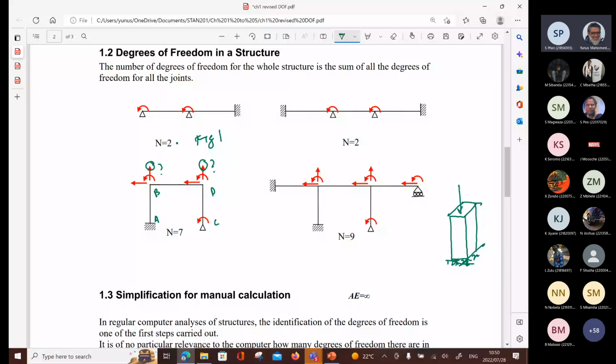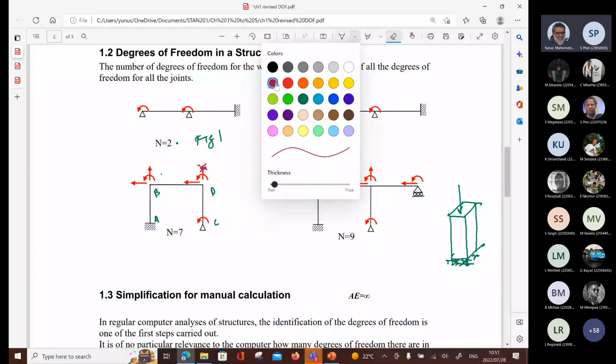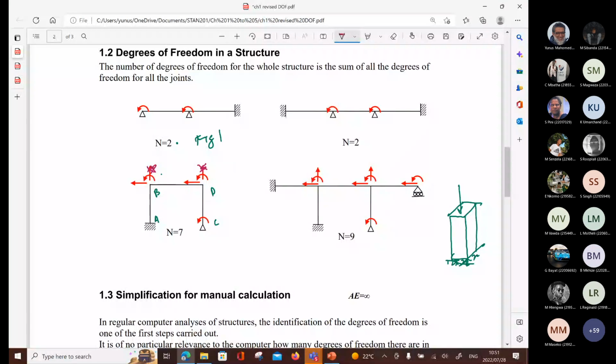Let me use another color. Okay, so that one can come out, and so can this one. Both of these can come out, right? So those 2 degrees of freedom I can ignore. They are there. I don't say they don't exist, but they're very, very small. It will make no significant effect on my calculation. So this 7 can be reduced to 5.